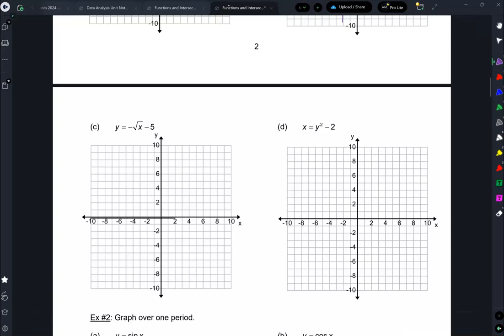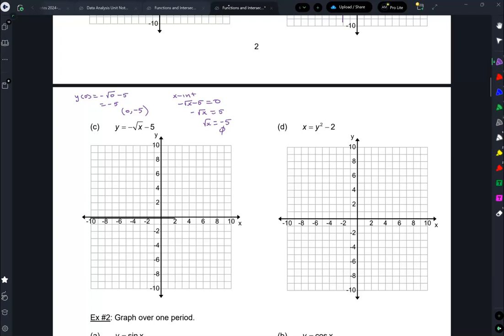All right, negative root x minus 5. Okay, so let's do x-intercept first. So negative root x is equal to 5. Root x is negative 5, so there is no x-intercept, right? Yes? Because you can't have a root equal to a negative number. But what's the y-intercept? Yep. So 0, negative 5.